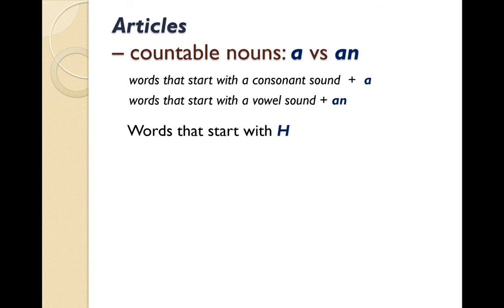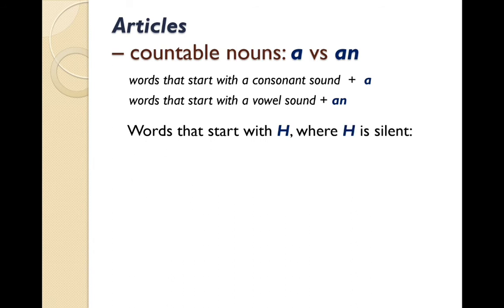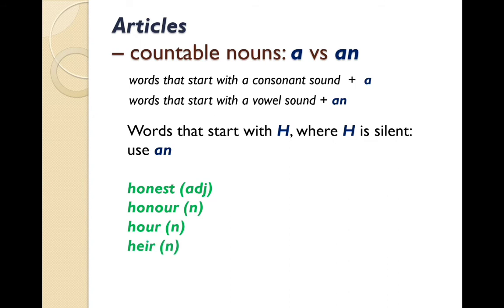With words that start with H, so H is a consonant, usually you would use a: a hotel, a house, a hand. But where the H is silent, then you use an: an honest person, for example, an honour, an hour, an heir.